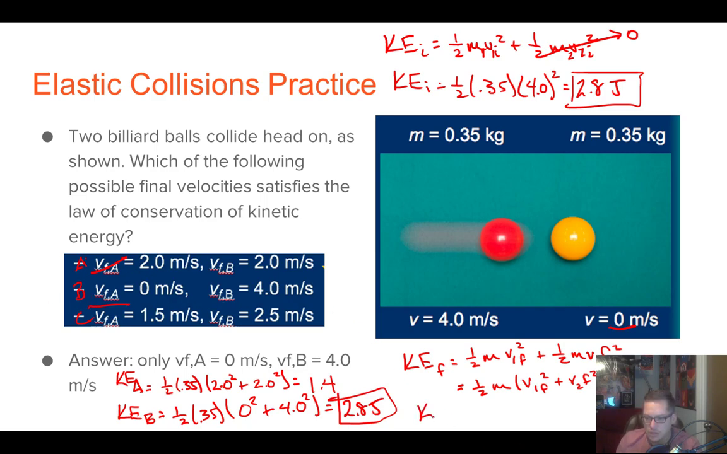And then we'll try kinetic energy of C. That would be the same start, 1/2 times 0.35, and in C we'd have 1.5 squared plus 2.5 squared. So we have 0.5 times 0.35 times (1.5 squared plus 2.5 squared). We get 1.4875, so we'll just call it 1.5 joules. So that one's no good. So only this row is the good one.